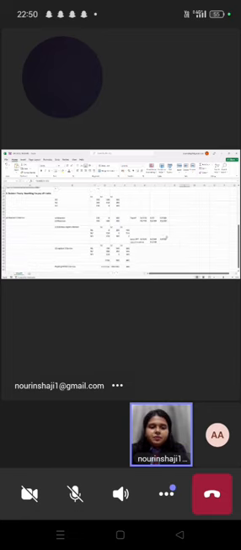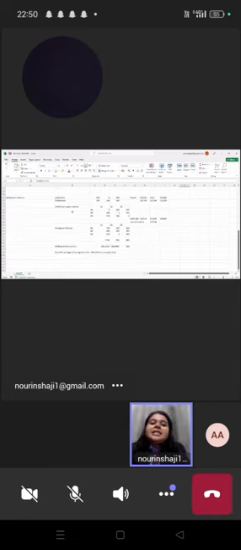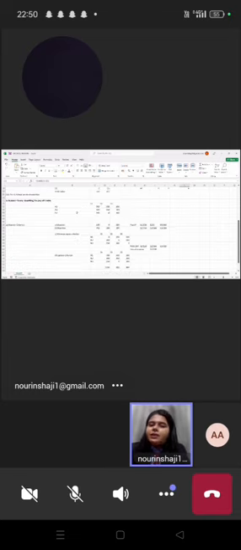So next is the minimax regret criterion. Here we prepare another regret table. The regret table is prepared by subtracting each number from the highest number, row-wise. So here in the first row, 700 is given.